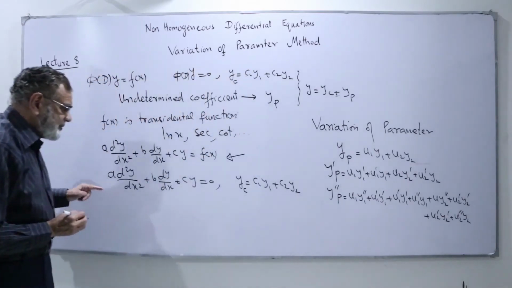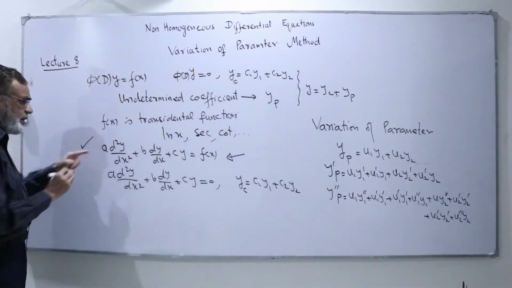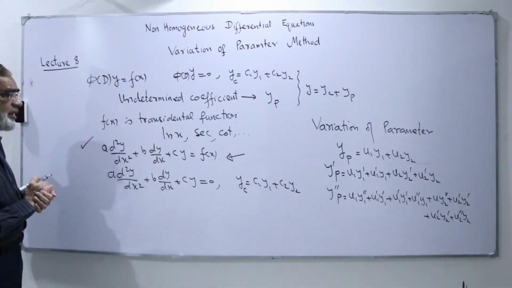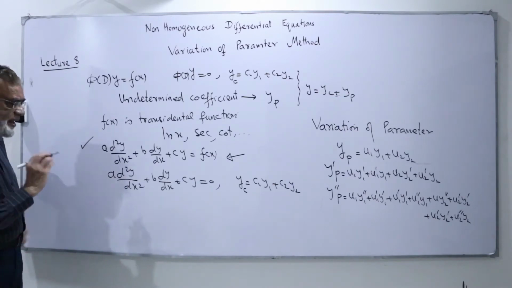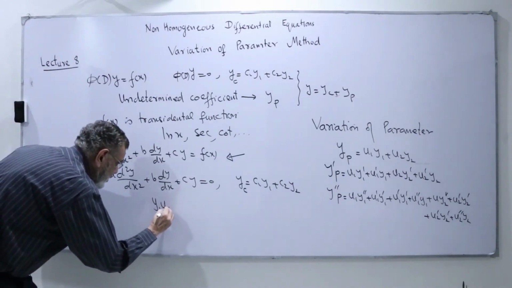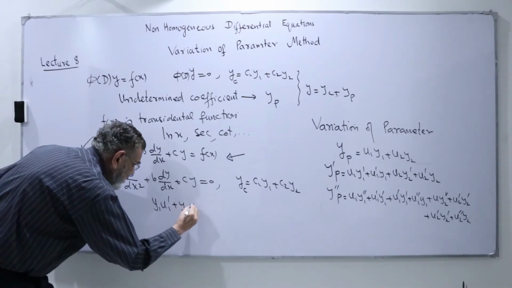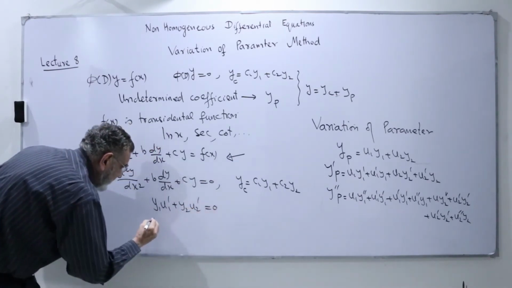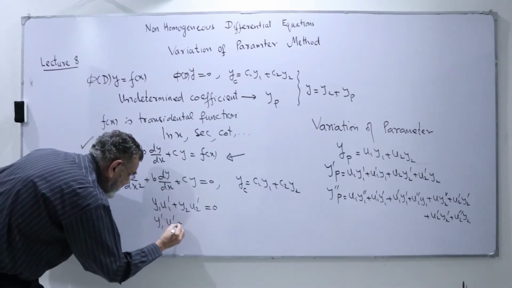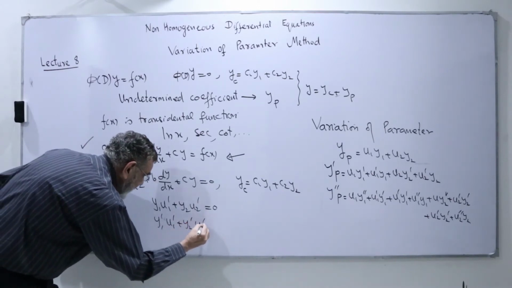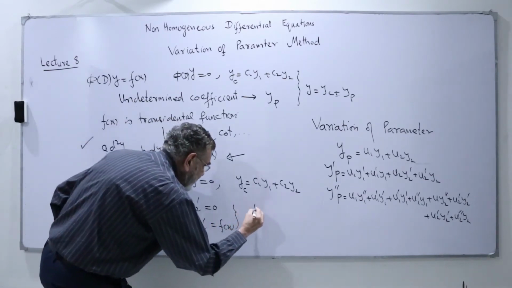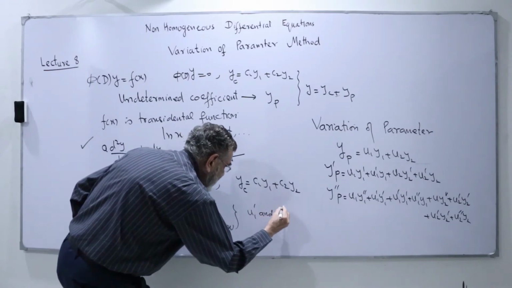Now I substitute the values of y, dy by dx, and d2y by dx2, and we compare the coefficients. When we compare the coefficients, I get the equations. We get y1 u1 dash plus y2 u2 dash is equal to 0, and we get y1 dash u1 dash plus y2 dash u2 dash is equal to f of x. So we get two equations, where u1 dash and u2 dash are the unknowns.